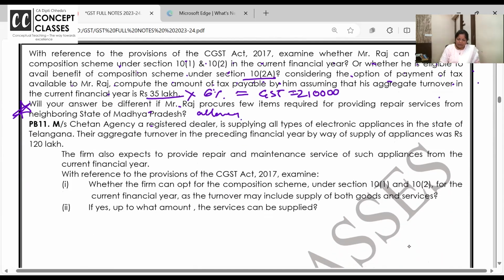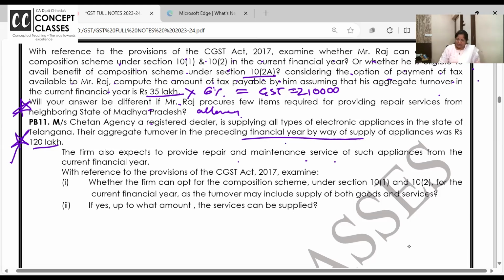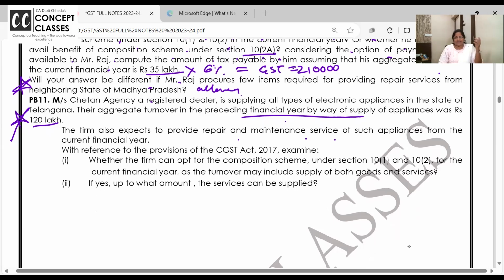Chalo. Last one. Chetan Agency is a registered dealer supplying all type of electronic appliances in the state of Telangana. Their aggregate turnover in the preceding year is 120 lakhs. The firm expects to provide repair and maintenance services. Most important question. They are selling appliances, kitchen appliances like pressure cooker and all those. Kitna turnover hai? 120 lakhs.